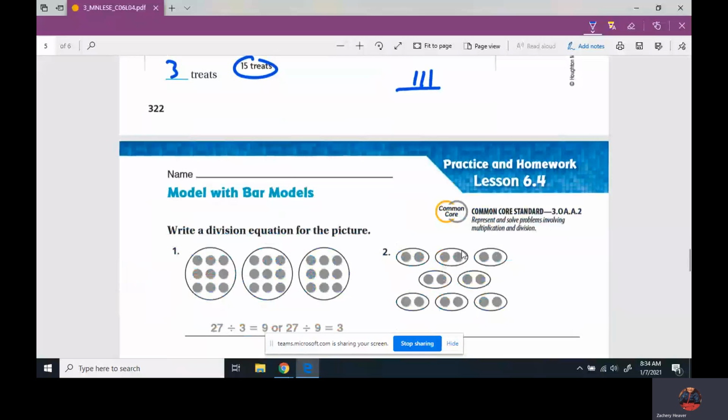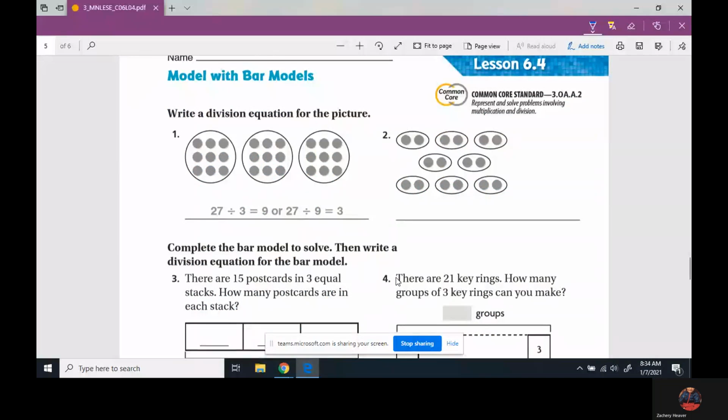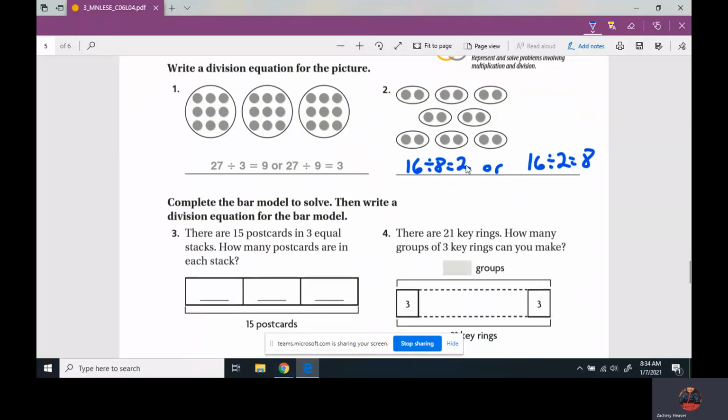Down here, I'm going to do the front with you. So let's count our number of counters. So we have 2, 4, 6, 8, 10, 12, 14, 16. We have 16 counters. And how many groups do we have? 1, 2, 3, 4, 5, 6, 7, 8. 8. How many is in each group? 2. Or we could do 16 divided by 2. I want both of these. How many groups do we have? 8. Do you see how these numbers can just flip-flop? Because 2 times 8 is 16 and 8 times 2 is 16.